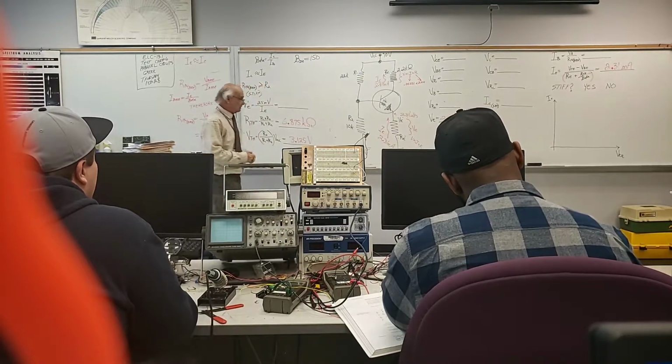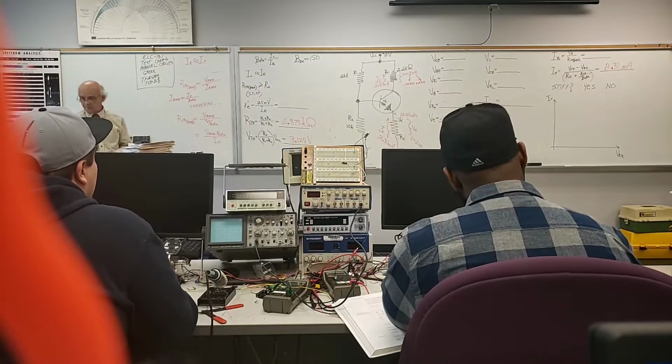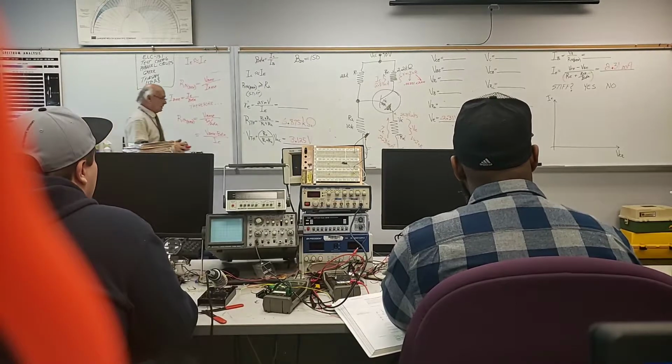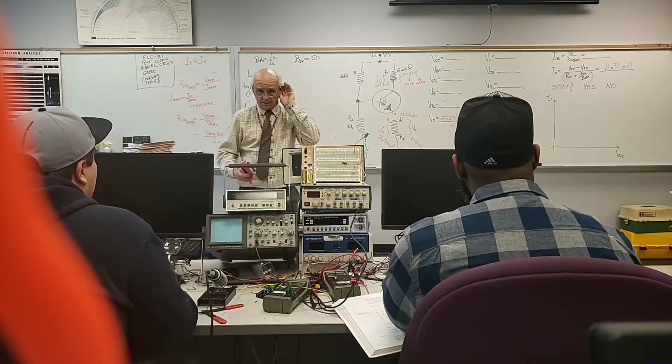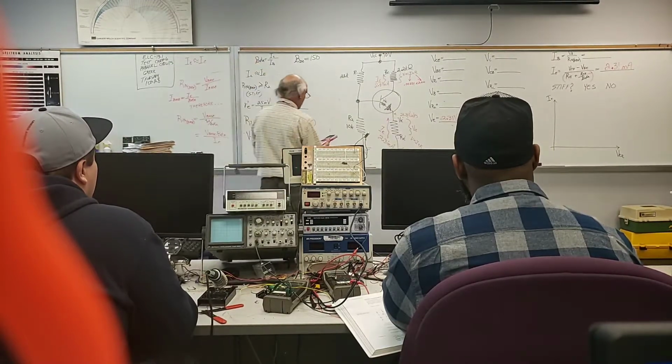0.00231, yeah, that's right, 2.31 milliamps. So, can anybody tell me the voltage across the collector resistor? 5.082 volts. Okay, let me make sure you're right.